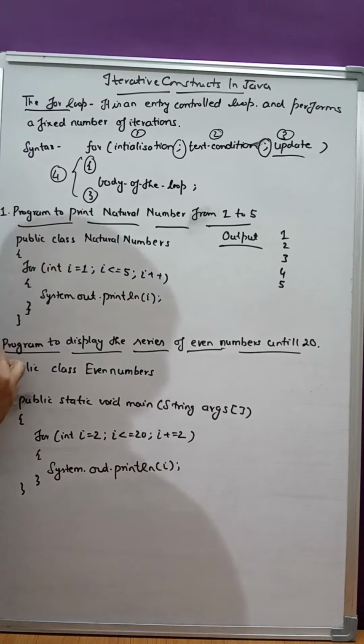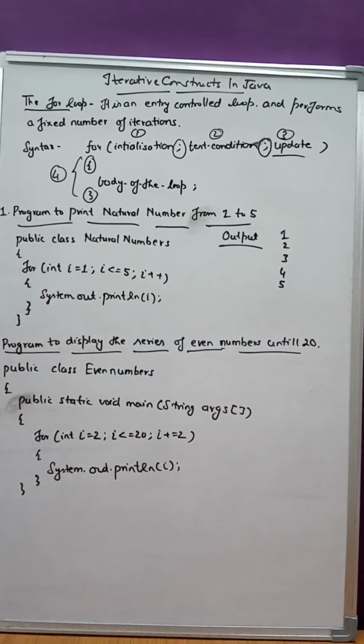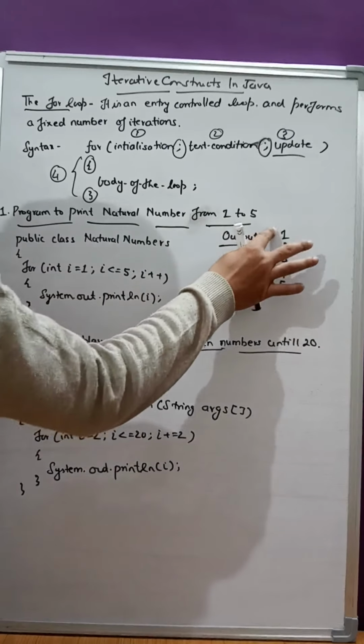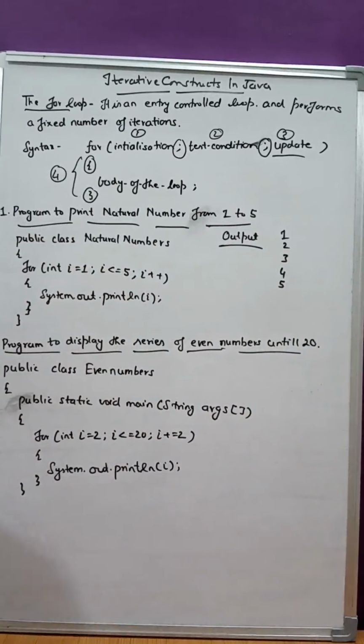In the first program, what we need to do is print the natural numbers. Natural numbers are like this: 1, 2, 3, 4 and 5. Now when we have to print these numbers, we already know the number of times the loop will run. It will be for printing the values 1, 2, 3, 4 and 5, so 5 times we have to run the loop. Now we know the fixed number of iterations we have to follow in this program, so that's why we are applying the for loop over here.